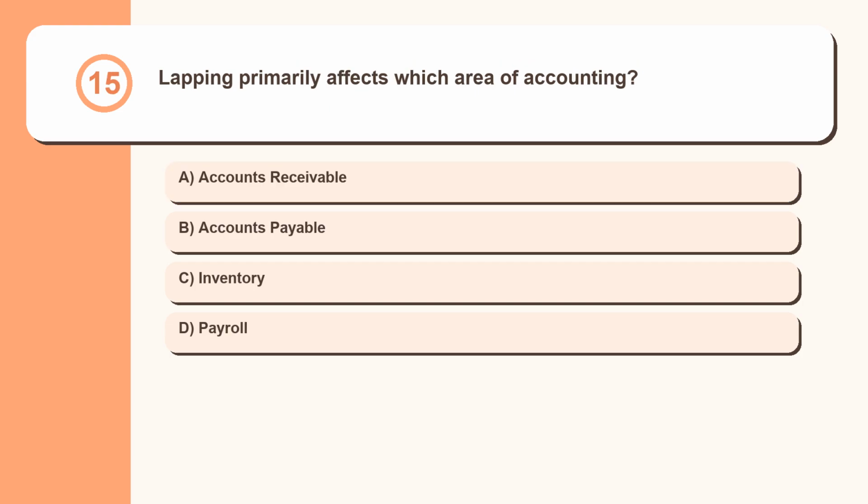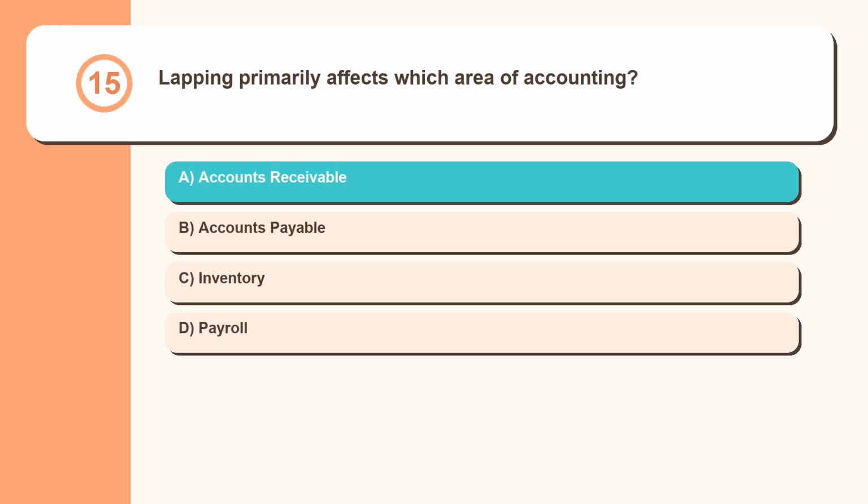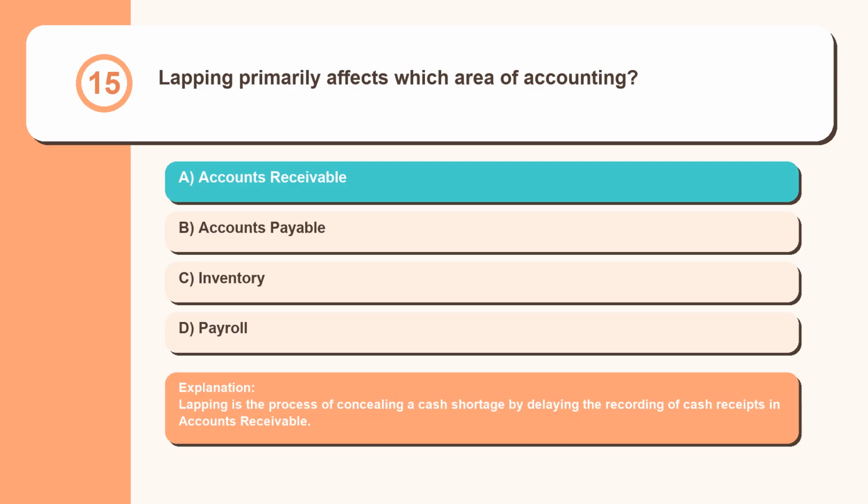Question 15. Lapping primarily affects which area of accounting? Accounts receivable, accounts payable, inventory, payroll. Lapping is the process of concealing a cash shortage by delaying the recording of cash receipts in accounts receivable.